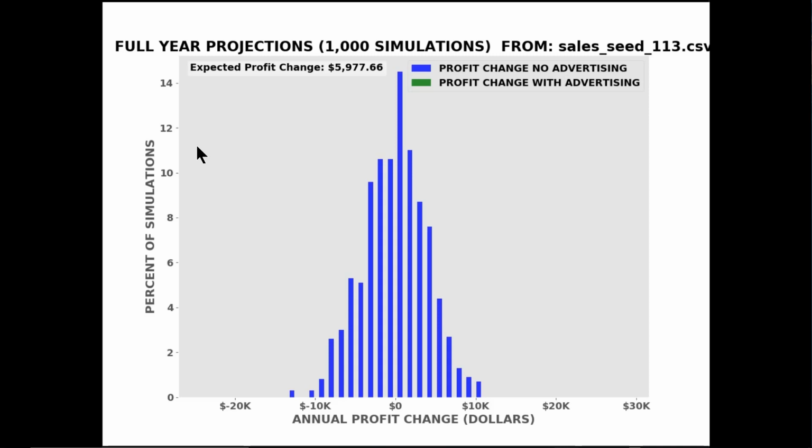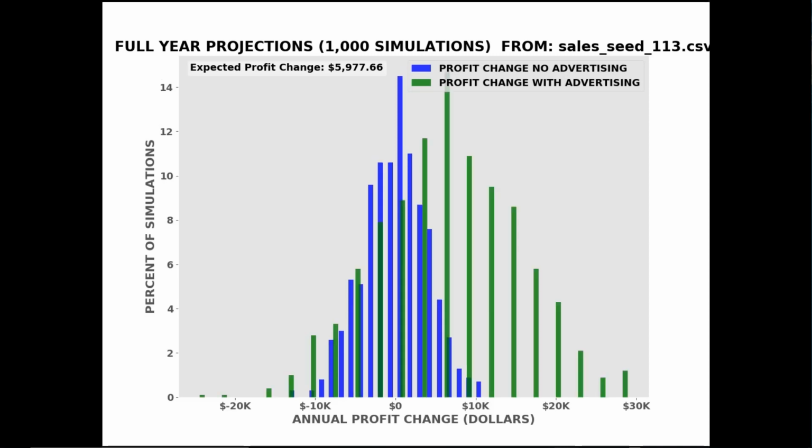Because sales are random, like flipping a coin, there will be variation in profit from simulation to simulation due to chance alone. The horizontal axis shows the change in profits in the simulation compared to the actual sales without advertising. The height of the bars shows the fraction of the simulations with the change in profits on the horizontal axis. The blue bars are the fractions for 1,000 simulations without advertising. The green bars are the fractions for 1,000 simulations with advertising.